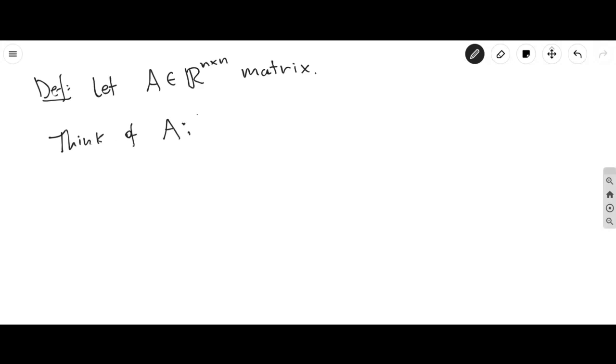So let's make this definition. Let A be an n by n matrix. We're going to think of A as the linear map from Rn to Rn. We're abusing notation: we're using the same symbol, one for the matrix, one for the linear map, because the matrix induces a linear map. You could maybe call this A star, the induced map from the matrix, but I'll just be sloppy. I'll call it A again.